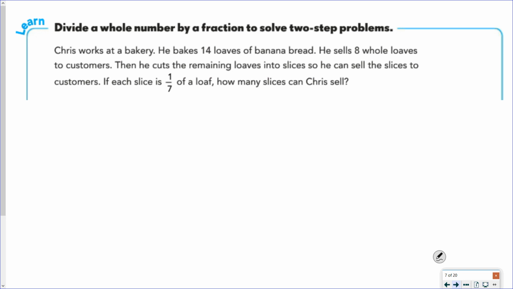Well, he starts with 14 and then he sells 8. So those 8 loaves are gone, which leaves him with 6. So we have to take that into consideration that he sells 8 whole loaves. Those 8 whole loaves, they're gone. And then a very important word is right here, remaining. So it says he then cuts the remaining loaves. Those remaining loaves would be the 6 that we got. If we're cutting them, that means we're going to break them down into smaller pieces. That tells us we're going to divide, and we're going to divide by 1/7.